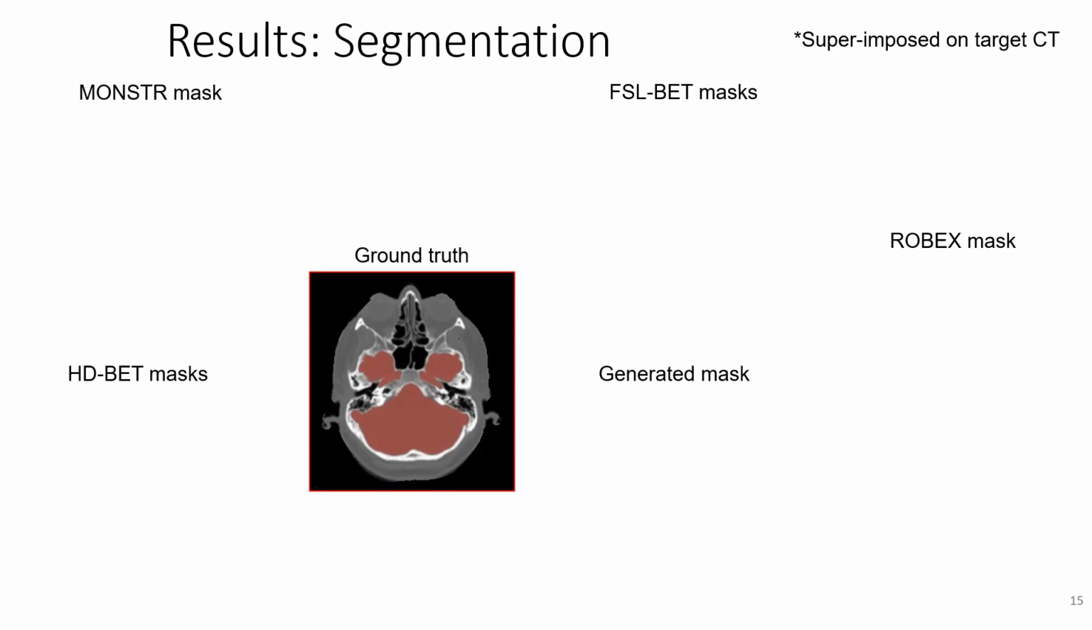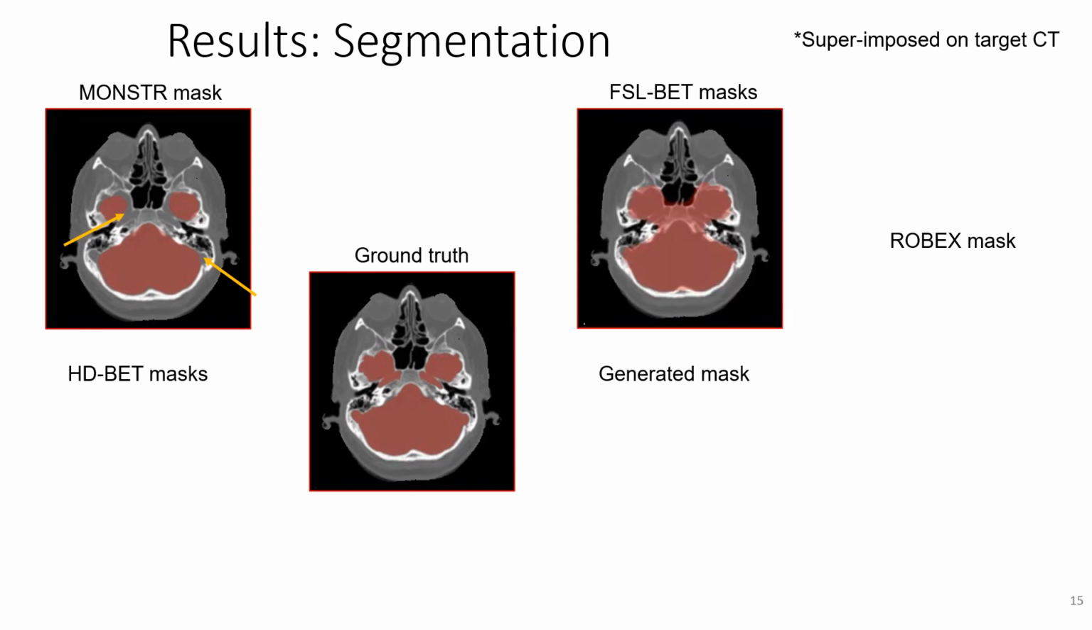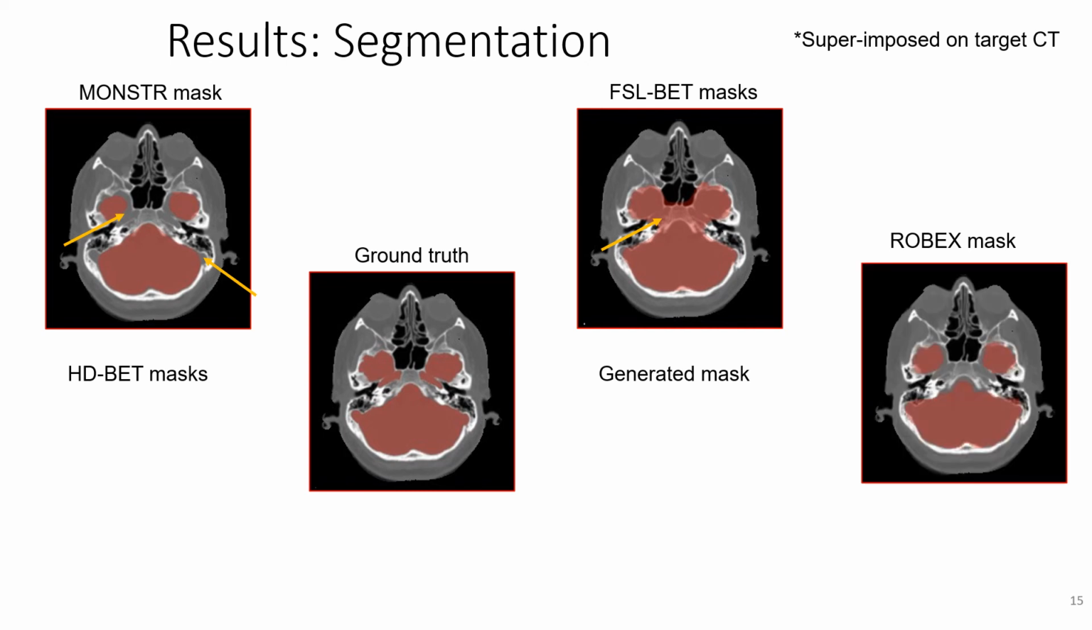In this slide, we compare the masks generated from the described method and various skull stripping algorithms against the ground truth. The volume masks have been superimposed onto the target CT for better visualization. The mask extracted from the monster algorithm seems to have underestimated the volume in many areas as indicated by the arrows. When we look at the BET extracted mask, we find an area of overestimation. When we look at the Robex extracted mask, we find areas of over and underestimation.